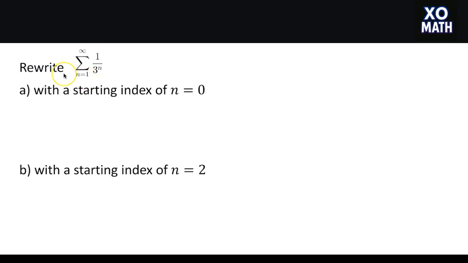So let's start by substituting in 1. So we'd get 1 over 3 to the first, and then plus 1 over 3 squared, plus 1 over 3 cubed, and so on. So if we want to write our summation notation with a starting index of 0 instead of 1 and still arrive at the exact same series, let's think about how we would have to manipulate the variable n in our general term.